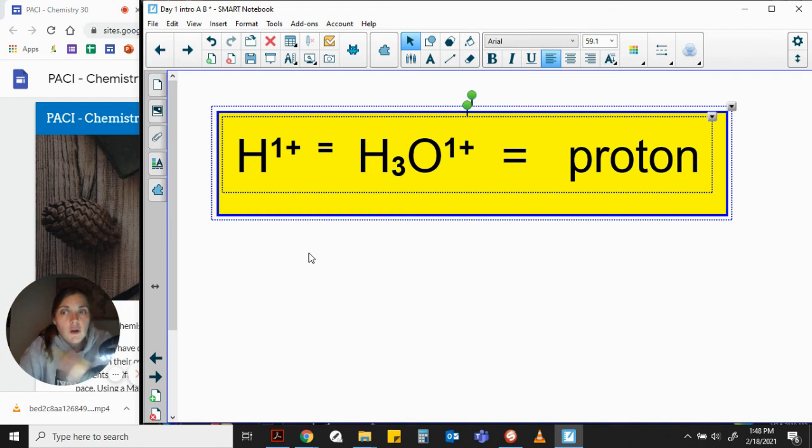Okay, so write this down. Know that an H1+ is going to be equal to a hydronium ion, which is that H3O 1+, and all of those really are saying that it's a proton.